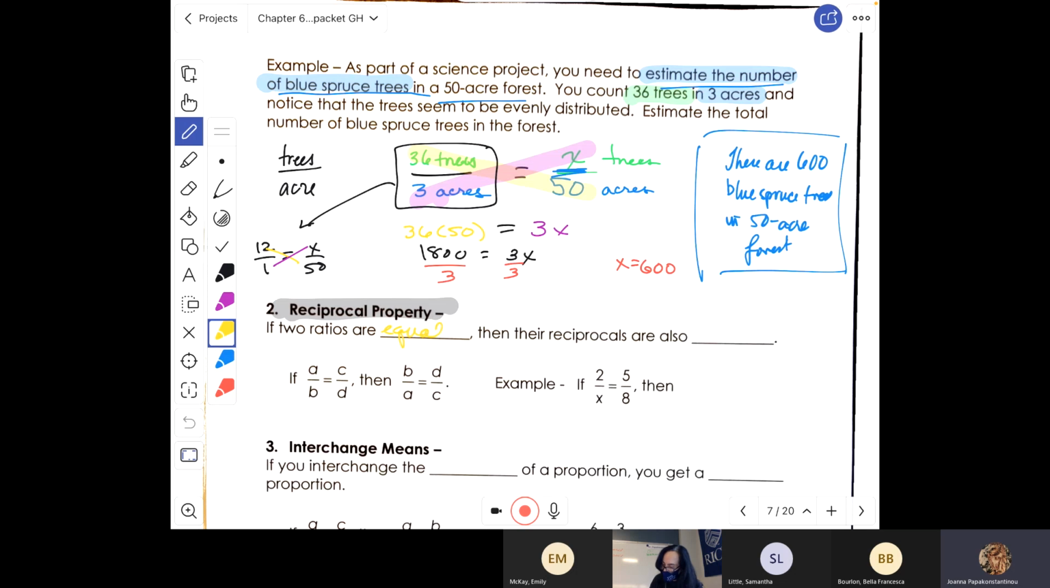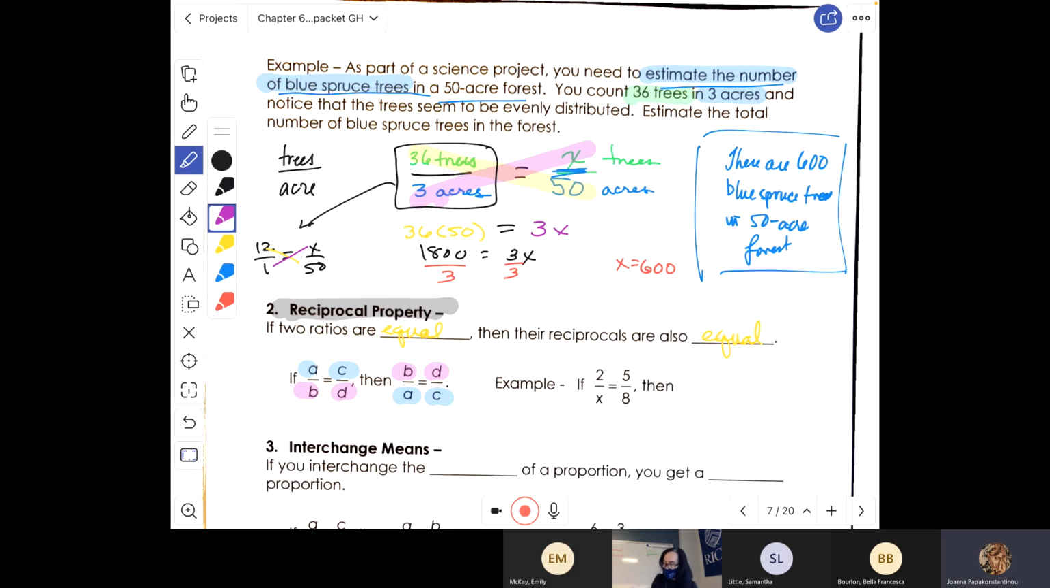But if 2 ratios are equal, then their reciprocals are also equal. So if I have A over B equals C over D, I can take my numerators and make them denominators. So take the reciprocal of each. When you invert a fraction, the numerator becomes the denominator and the denominator becomes the numerator. That is taking the reciprocal or inverting the fraction.